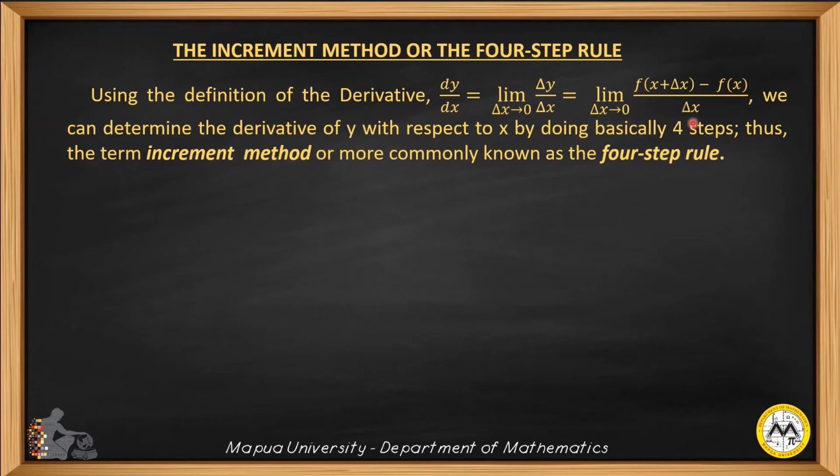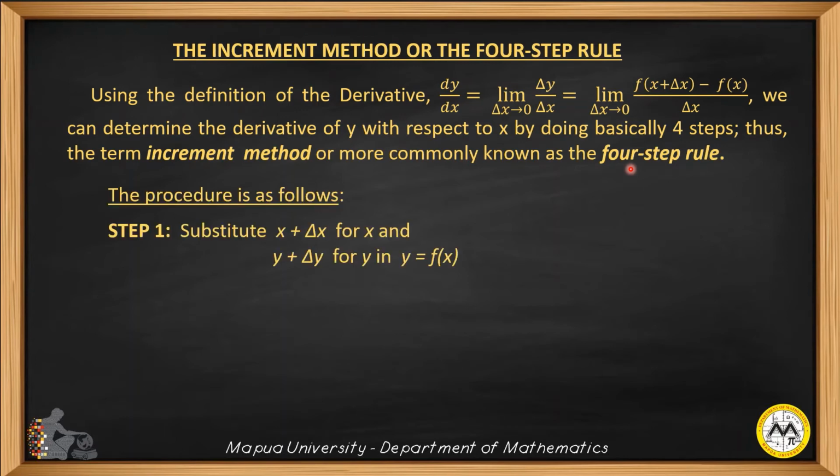Because in this expression we are using the increment delta x, the procedure is also referred to as the increment method. And because we are doing 4 steps, this procedure is also referred to as the 4-step rule. So to summarize what the 4 steps are, we do the following. Step 1 is to substitute x plus delta x for x and y plus delta y for y in the expression y equals a function of x.